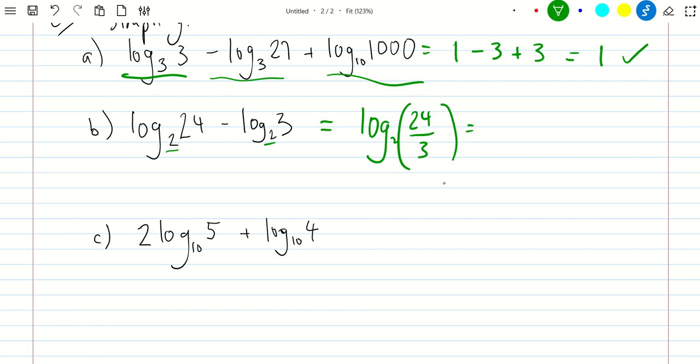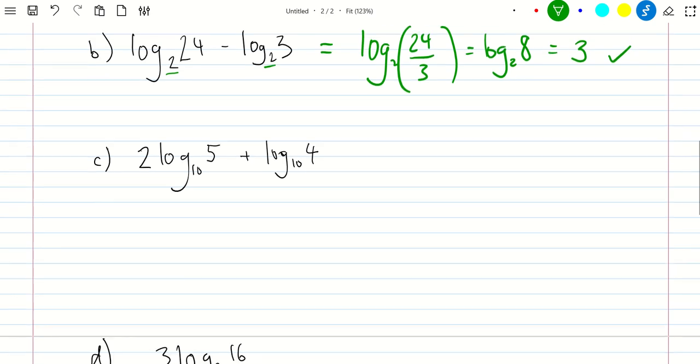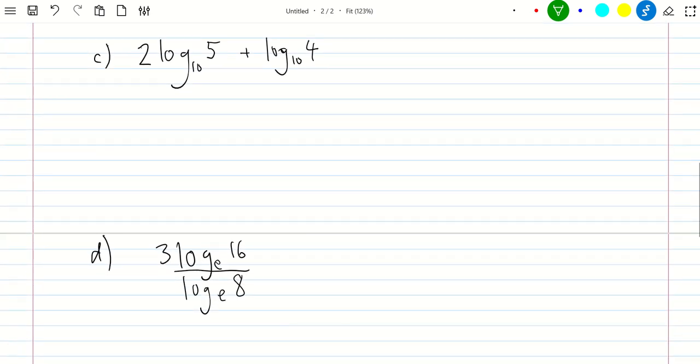And now it looks a bit nicer because all of a sudden that's log base 2 of 8. That's nice. We know that 2 to the power of 3 is equal to 8, so that log is just equal to 3. No problems whatsoever. Next one, let's have a look at this guy.